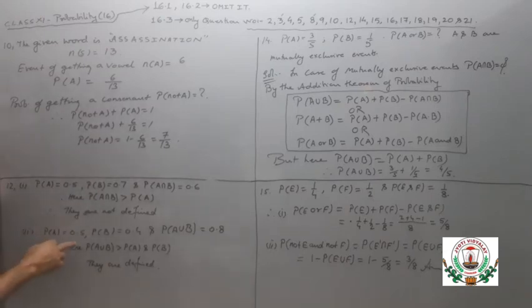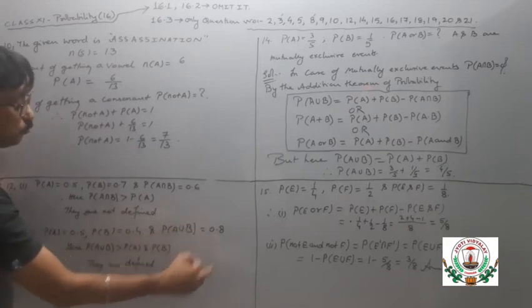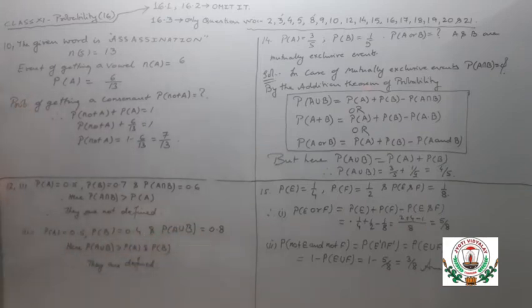Probability of A is 0.5, probability of B is 0.4, and probability of A union B is 0.8. Here the probability of A union B is greater than probability of A and also the probability of B. When the probability of A union B is greater than our individual probabilities, then the probabilities will be defined.